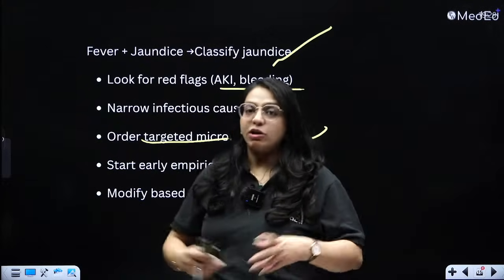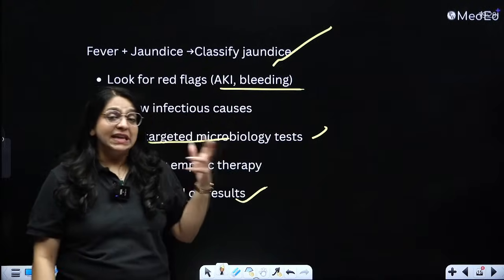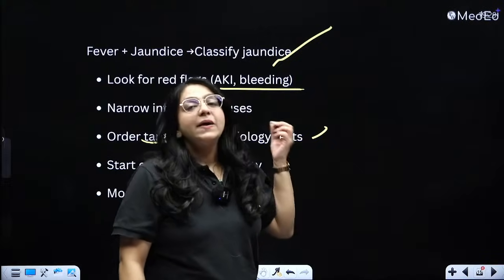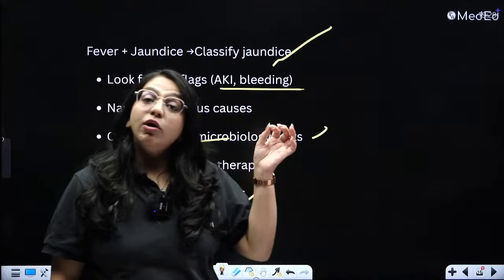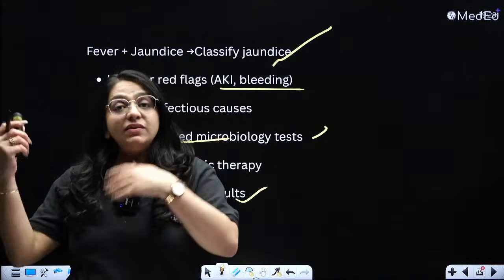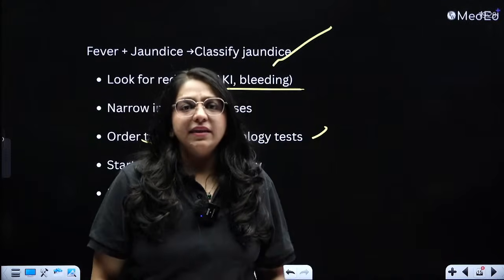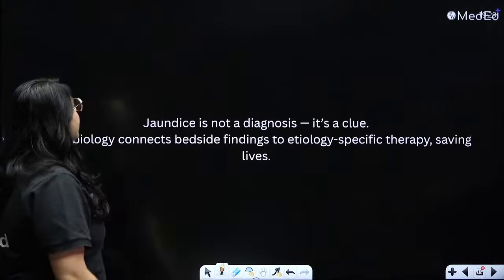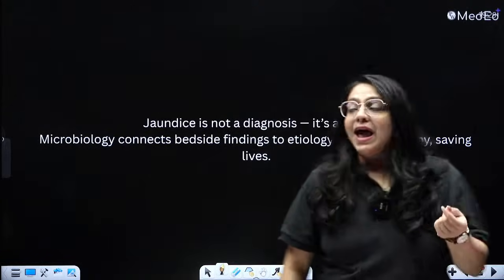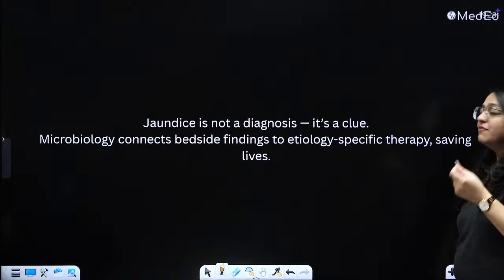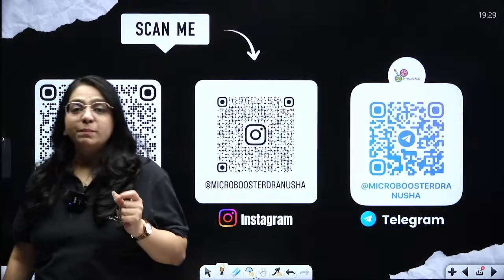So even if you had started broad spectrum antibiotics in this patient, even if you had started thinking along the lines of dengue fever or viral hepatitis, then based on the lab results, you have to modify and start the patient on doxycycline or penicillin, wherein you might be giving cefepime and whatnot, all the third generation cephalosporins, of course, while thinking about any other bacterial cause, right? So take home is jaundice is not a diagnosis, it's a clue, and microbiology connects the bedside findings to etiology, therefore giving specific therapy and saving the lives of the patients.